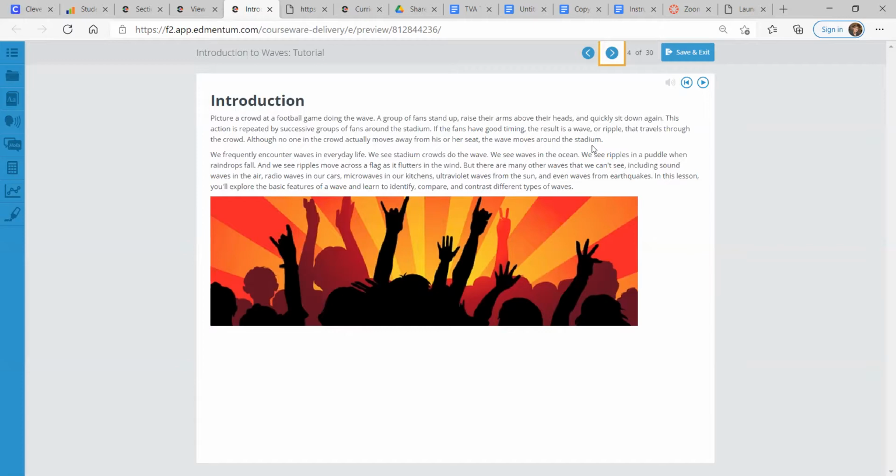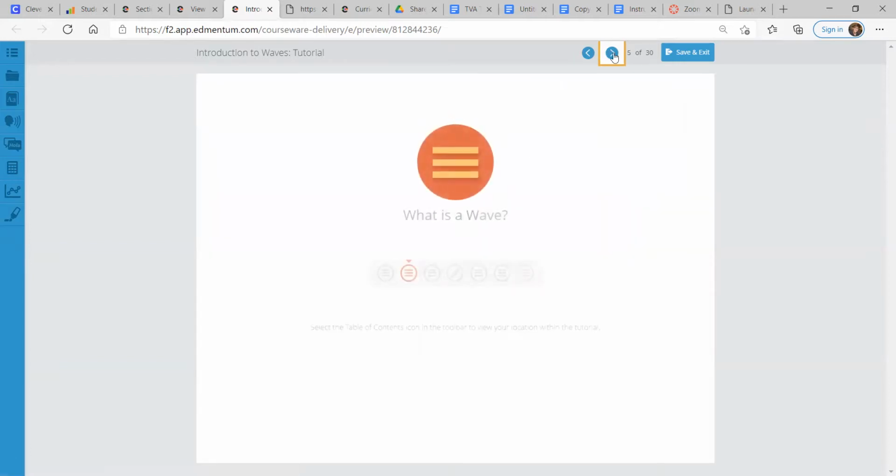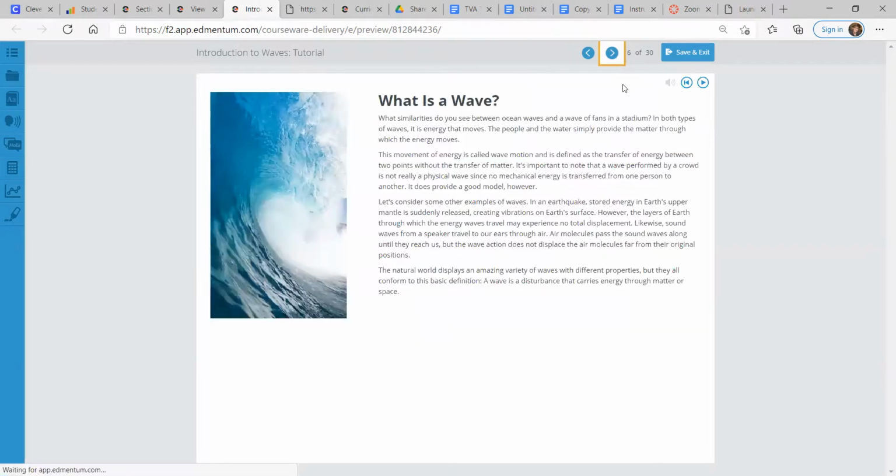And here we're going to explore the basic features of a wave and learn how to identify, compare, and contrast different types of waves. So first of all, what is a wave? What are we talking about when we say the word wave? What similarities do you see between ocean waves and a wave of fans in a stadium?